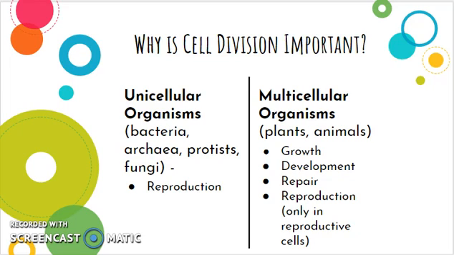If I'm a multicellular organism, like a plant or an animal, then cell division is important for a whole bunch of reasons. So it's important to be able to grow, to get taller, to get stronger. It's important to be able to develop. If I'm a frog and my cells aren't dividing, I can't get legs or I can't get rid of my tail. It's important for repair. If I get a cut, I need to be able to repair myself. And it's important for reproduction if I am making reproductive cells, and that was the meiosis that we discussed before. But in order to do that, we still need cell division.